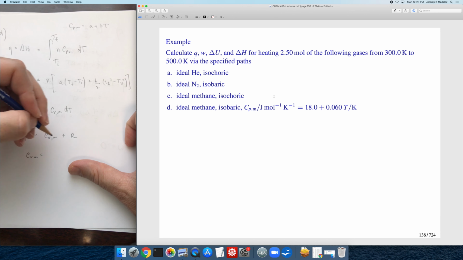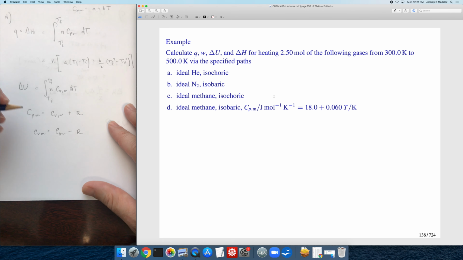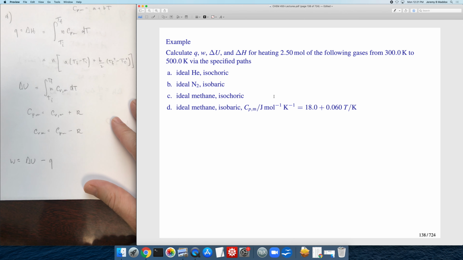Once you've done that, in order to get the work, what you would do would be to take work equals delta U minus the value of Q. And that would give you the value of the work. So I will leave the numerical details up to you guys to work through, but this is the structure that you would follow for these calculations.